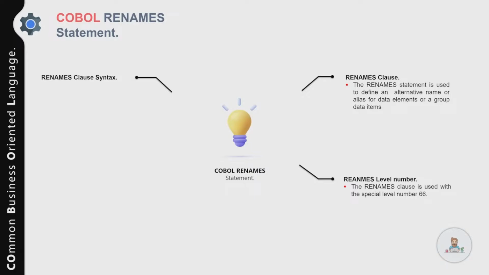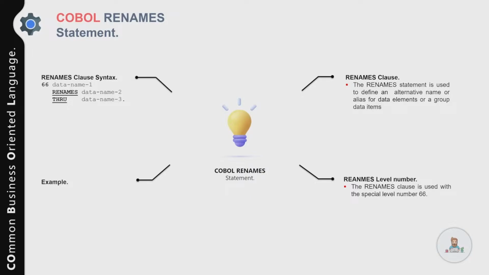Now let's talk about the syntax of the rename clause. The syntax is pretty simple and straightforward. You have level 66, which is used to define your rename clause. After that you have data name 1 followed by the rename keyword. After that you have data name 2, then you have the keyword through up till data name 3. Now, data name 2 through data name 3 is the original area of storage, and data name 1 is the new name that you can use to manipulate it.